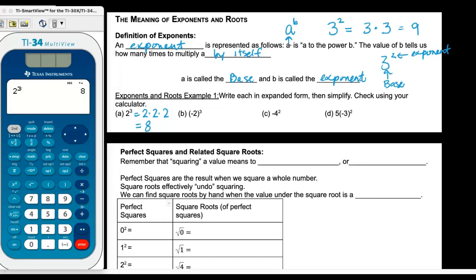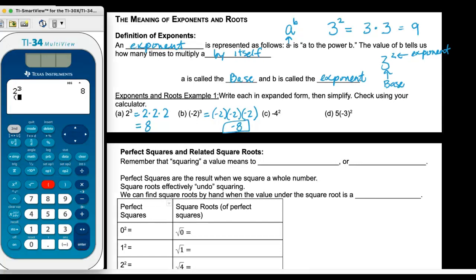Now this next one, sometimes with the negative signs it can be tricky because it depends whether or not there are parentheses around the negative number. You're going to get a different answer. So for B, because the parentheses encompass that -2, that tells us to take -2 and multiply it by itself 3 times. -2 is the base. And if we do that, -2 times -2 is 4, times -2 is -8. So the answer is -8.